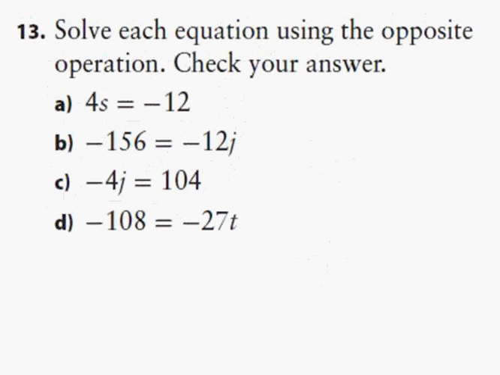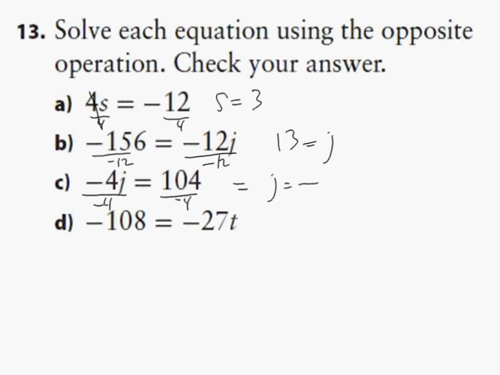In question 13, solve each equation using opposite operations. So for the first one, I'm going to divide both sides by 4, and I get s equals 3. In the next one, I'm going to divide both sides by negative 12. I'm going to get j equals 13. Is it a positive 13 or negative 13? Positive, because negative divided by negative is positive. In C, I'm going to divide both sides by negative 4. J is going to equal negative 26. And the last one, divide both sides by negative 27. T will equal a positive 4.